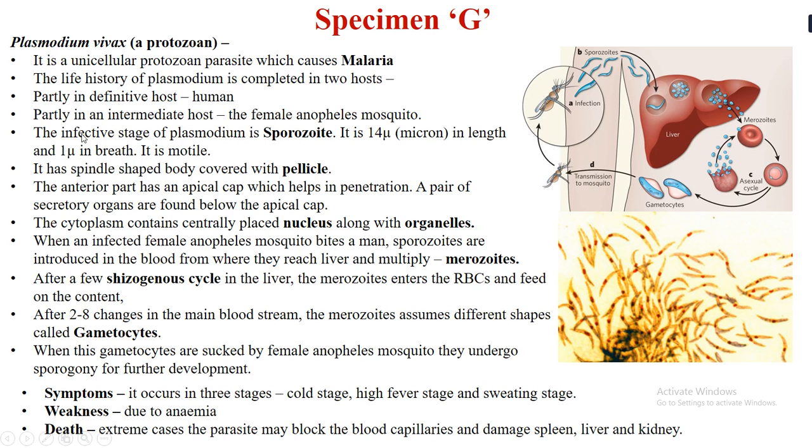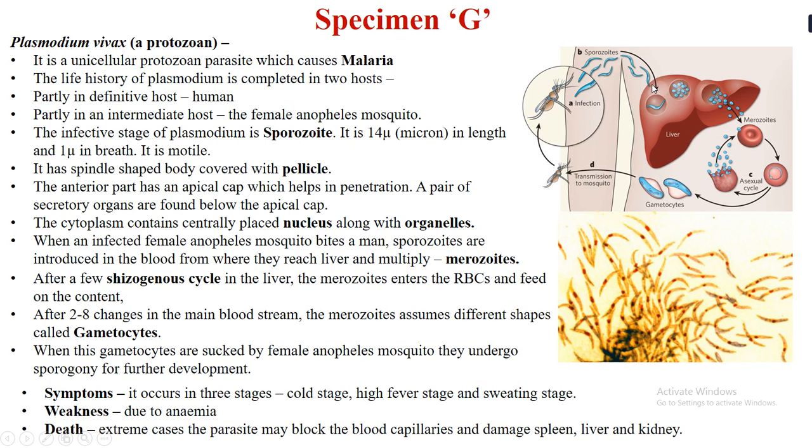The infective stage of this Plasmodium is the sporozoite. If you see in this picture, half of the life cycle is completed in the female Anopheles mosquito and half of it in the human body. The infective stage that goes from the female Anopheles mosquito to the human is the sporozoites. These sporozoites are 14 microns in length and 1 micron in breadth, and they are motile. This is the microscopic view of the sporozoites. They are spindle shaped and the body is covered with a pellicle.